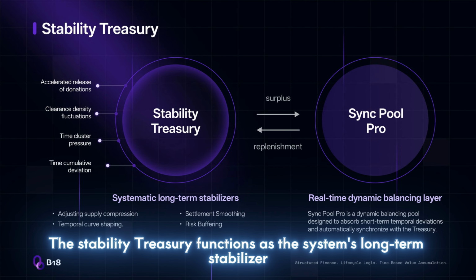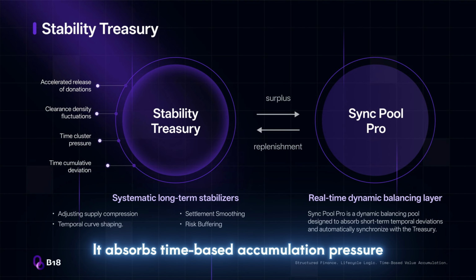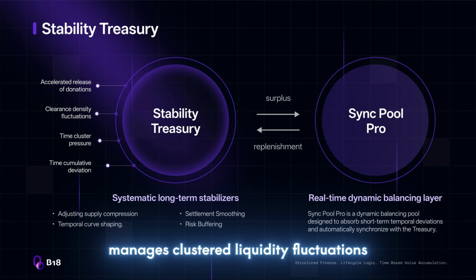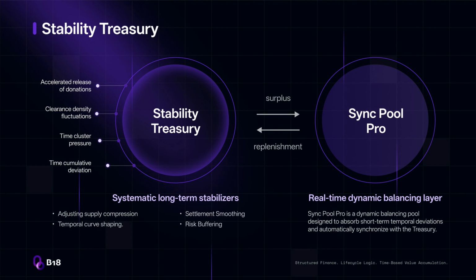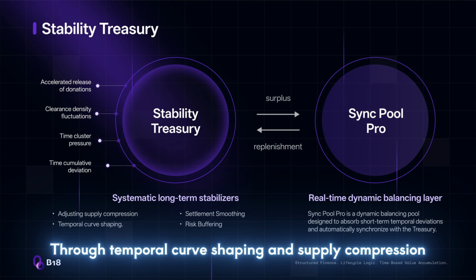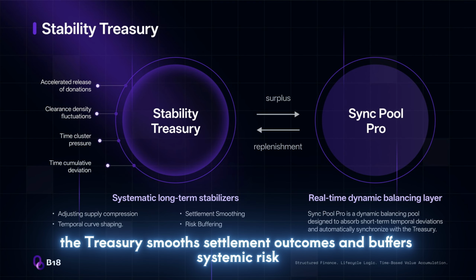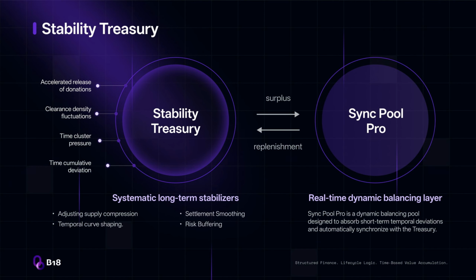The stability treasury functions as the system's long-term stabilizer. It absorbs time-based accumulation pressure, manages clustered liquidity fluctuations, and controls accelerated release during periods of excess demand. Through temporal curve shaping and supply compression, the Treasury smooths settlement outcomes and buffers systemic risk.